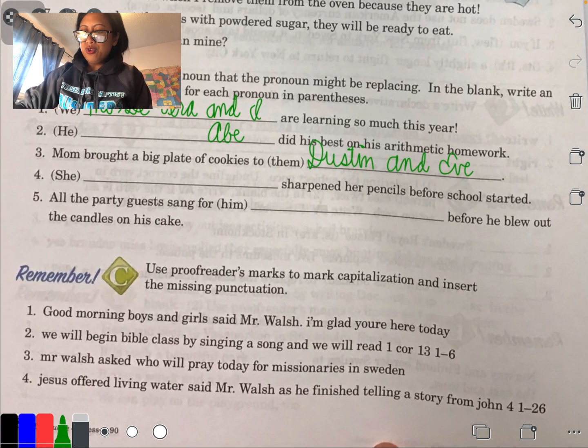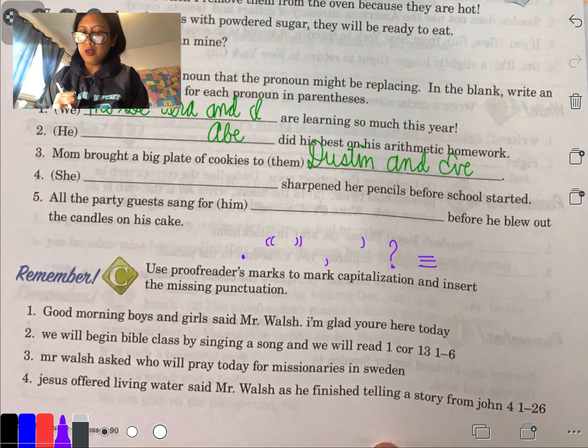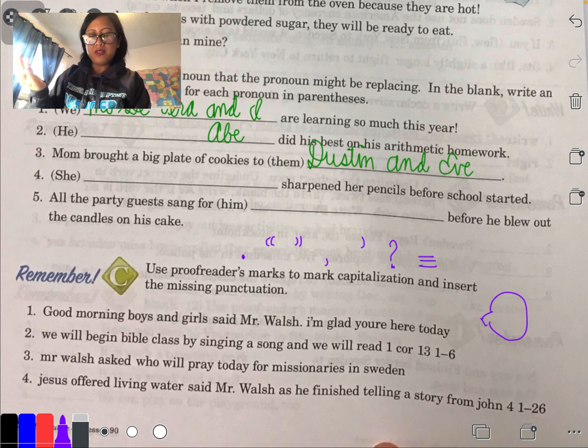Oh, last part. Use proofreader marks. I love it. So, use red, or let's use another color like purple. So we're going to use periods, maybe, quotation marks, commas, apostrophes, question marks, and then we have to also underline 3 times the words that should be capitalized. Let's do it. Good morning, boys and girls, said Mr. Walsh. I'm glad you're here today. So nice. Okay, well, Mr. Walsh, I'm assuming is your teacher. He is saying something, so there is a speech bubble. So we have to imagine, what could he be saying in a speech bubble, as if this is a comic, right?